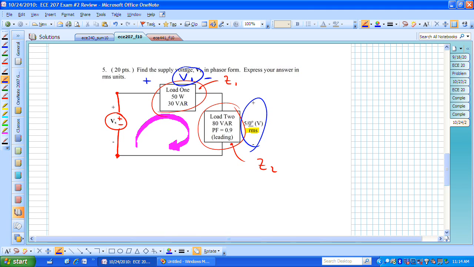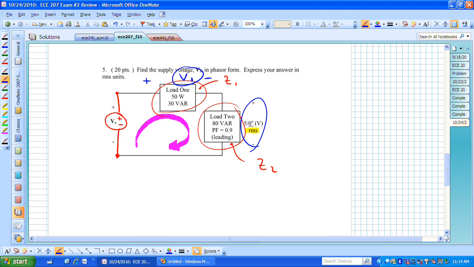So we can't really work right from load 1, but if we look at what else we're given, load 2, we're given its complex power, maybe in a form that we're not used to seeing. It's 80 VARs and a power factor of 0.9, but if we think of that as a triangle, we're given then in load 2 the angle effectively and the vertical component of our complex power, and we can then back out whatever else we need from that.